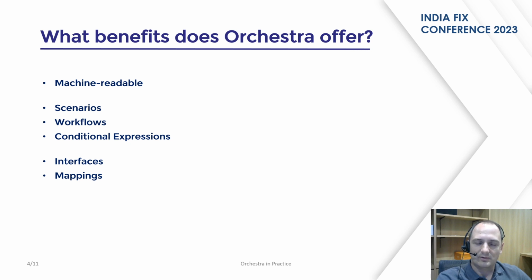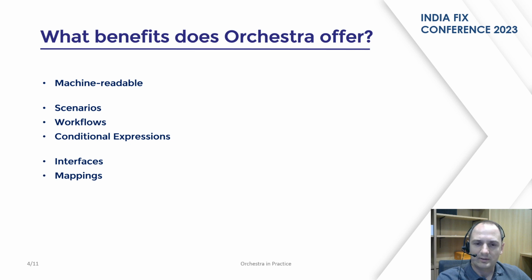Orchestra also allows you to describe dynamic aspects of your API, not only static aspects. By static, I mean messages and their structure. But in Orchestra, you can describe also how those messages are used, who sends them to where, what values the tags should have, and in what sequence they follow. Those are called workflows in Orchestra.